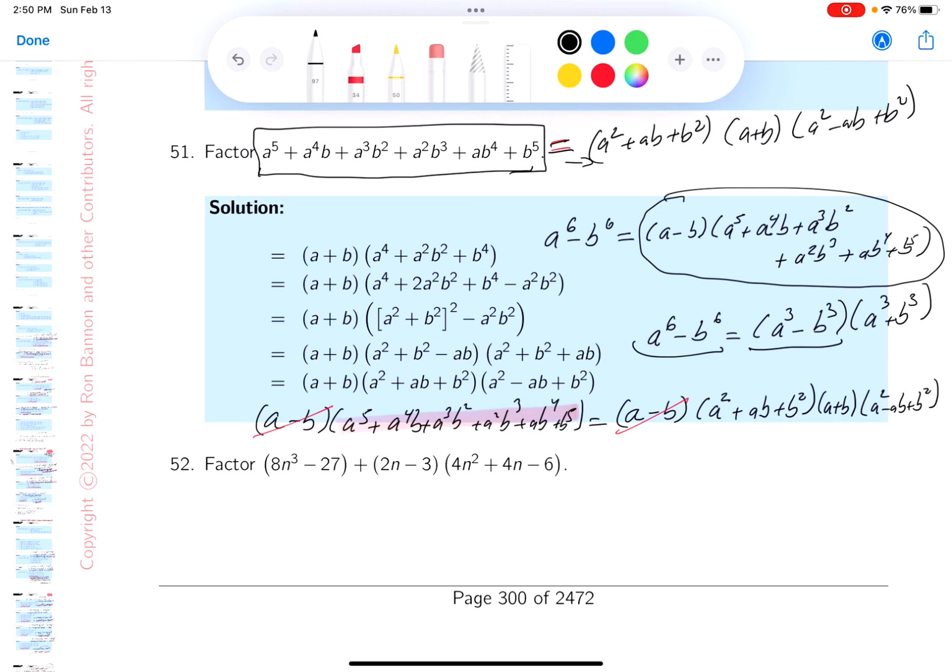All right, let's look at the key and see if we got it. Do they have a plus b? Yes. Do they have a squared plus ab plus b squared? Yes. Do they have a squared minus ab plus b squared? Yes. So we got there through different means, by the way.